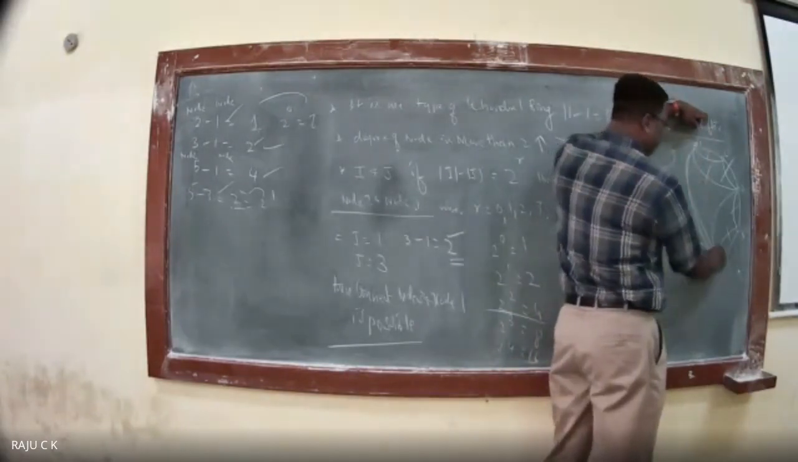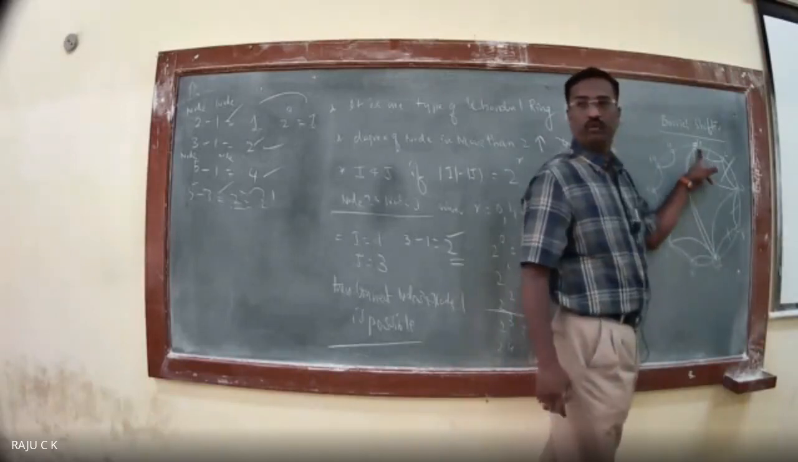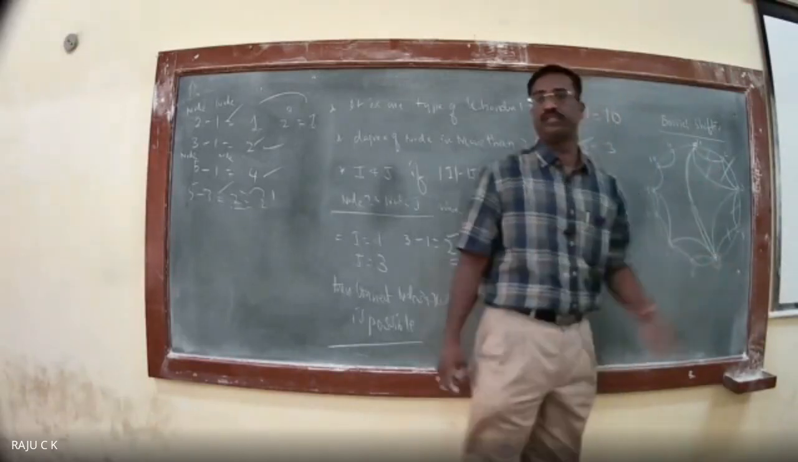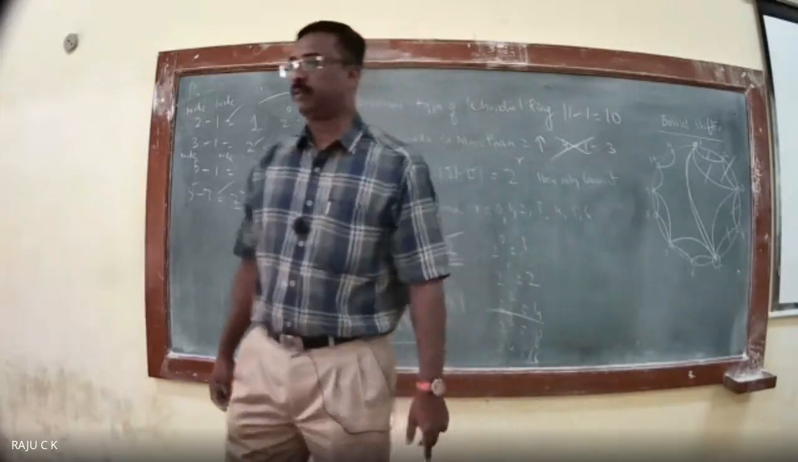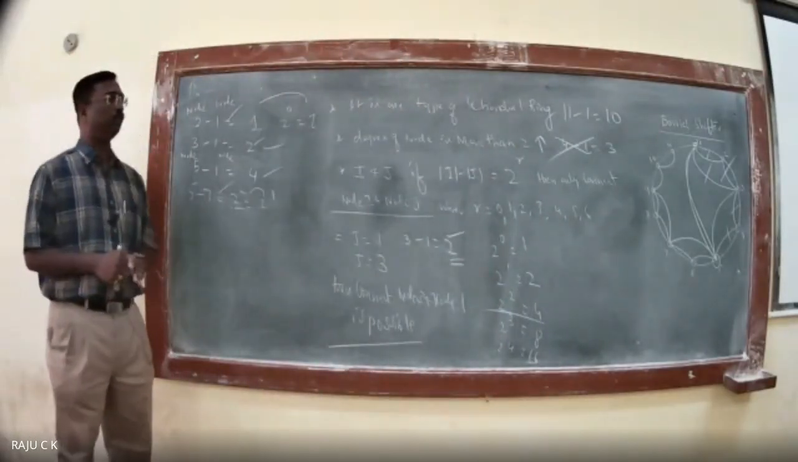This one I can link as node number 5. 5 minus 1 is equal to 4 can be possible. That is what you can call the barrel shifter. They may ask you for 4 marks.